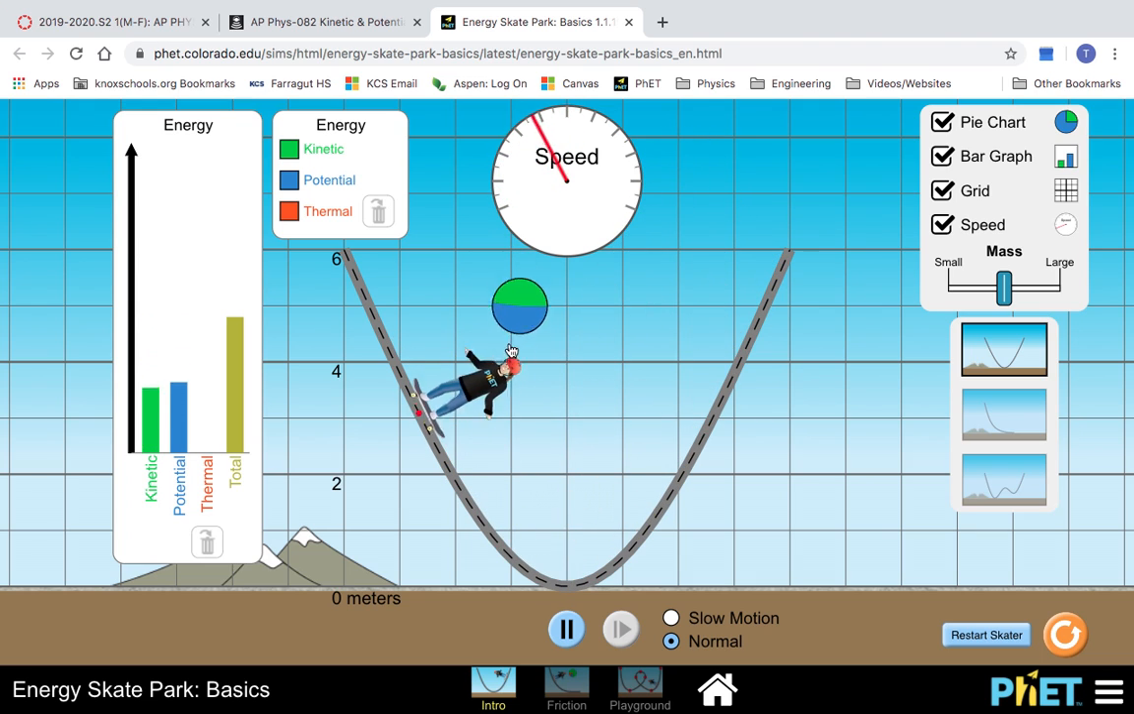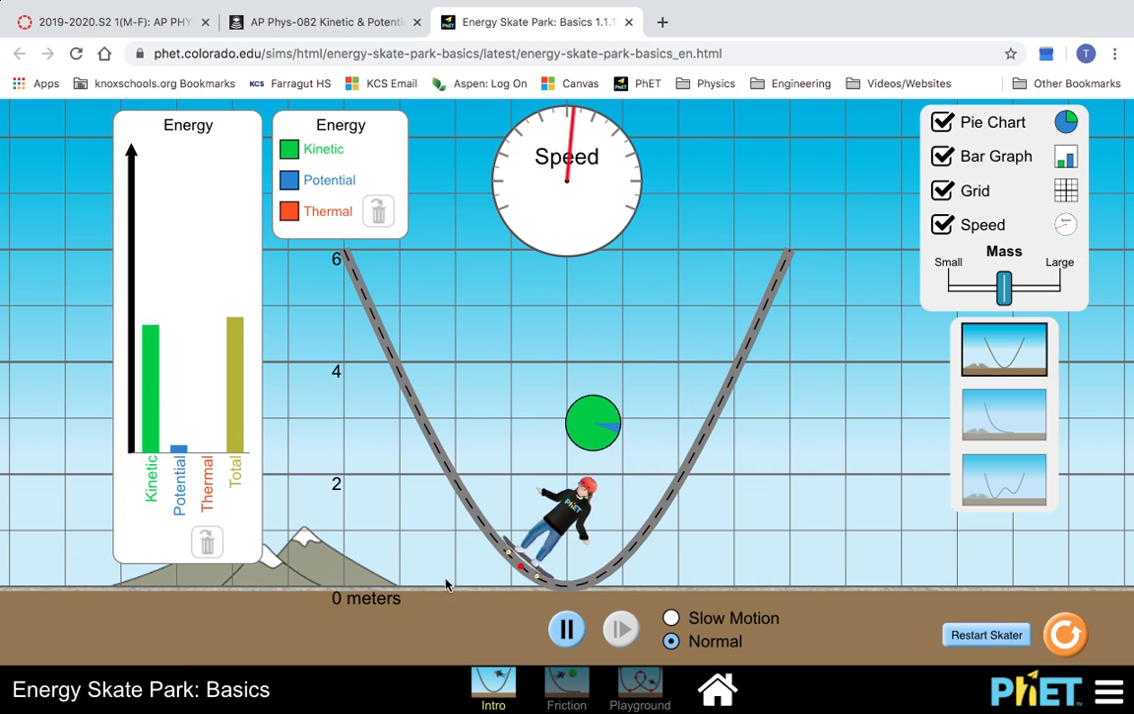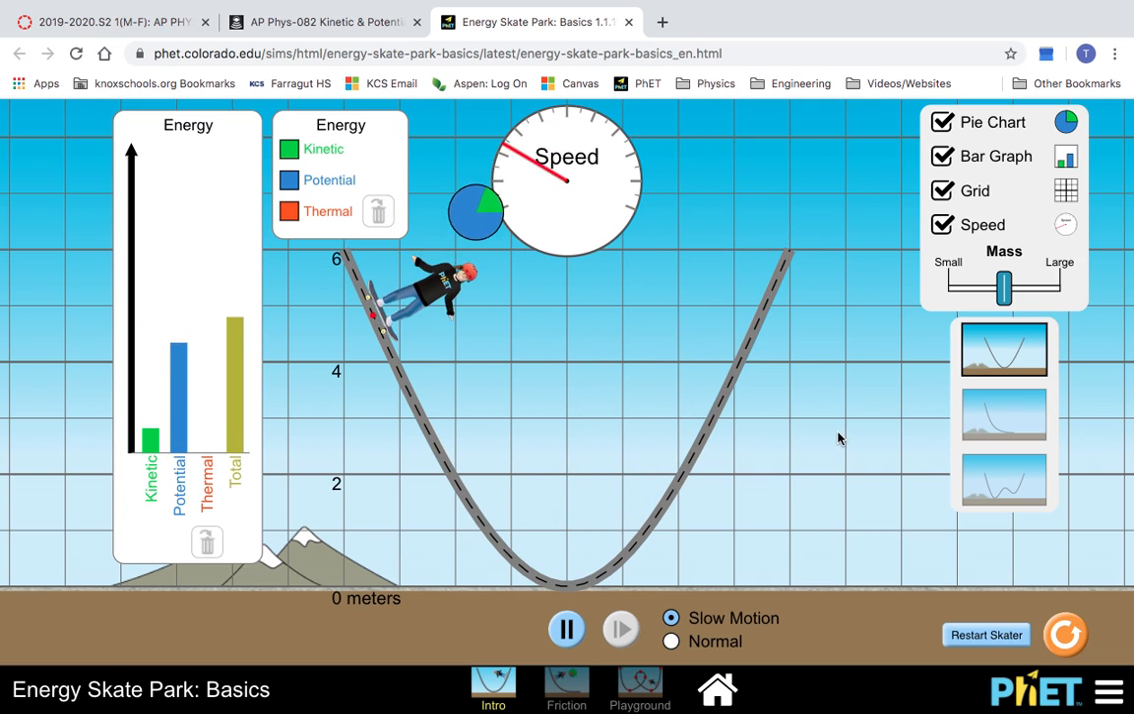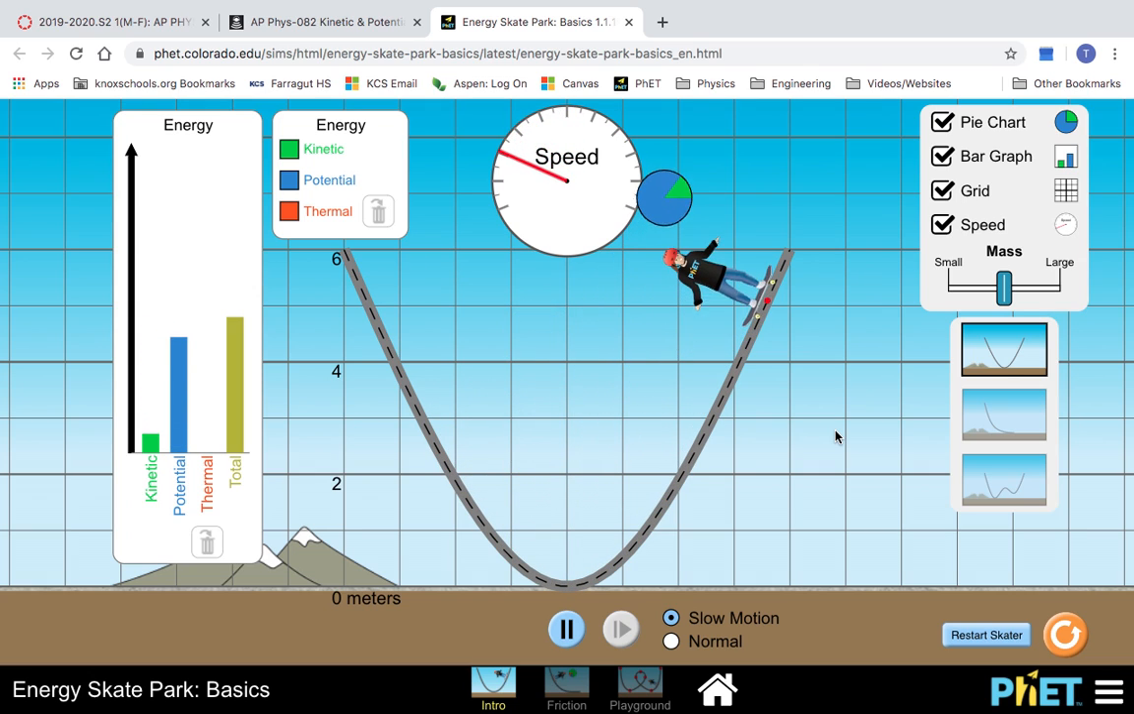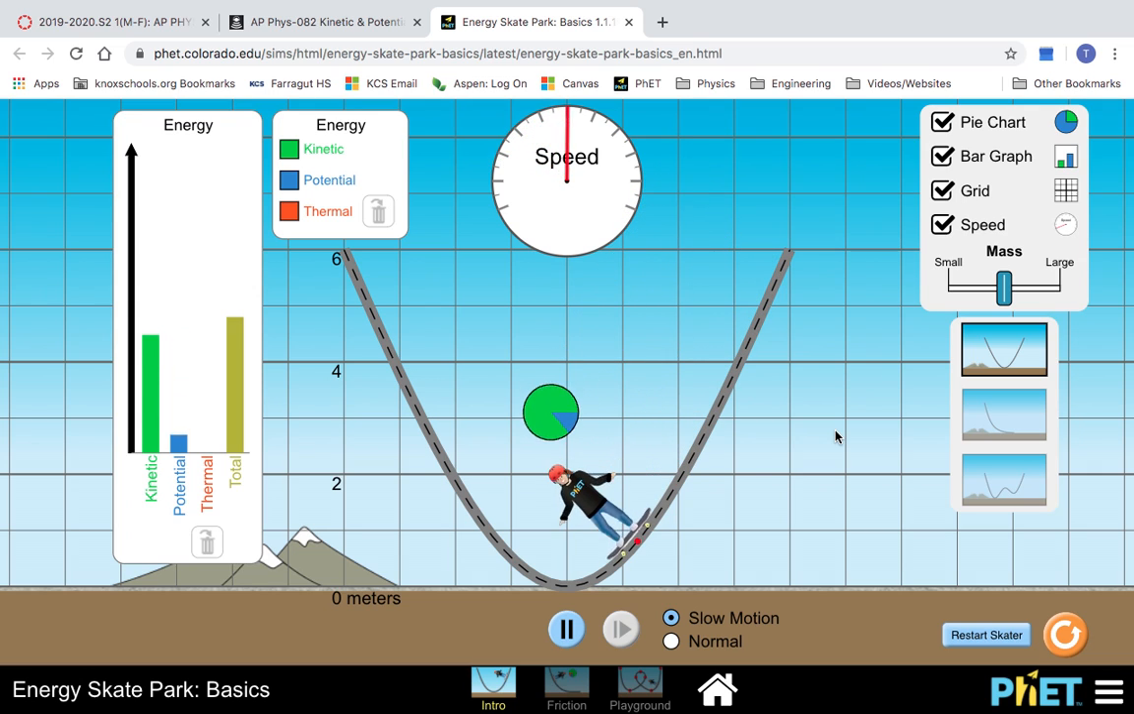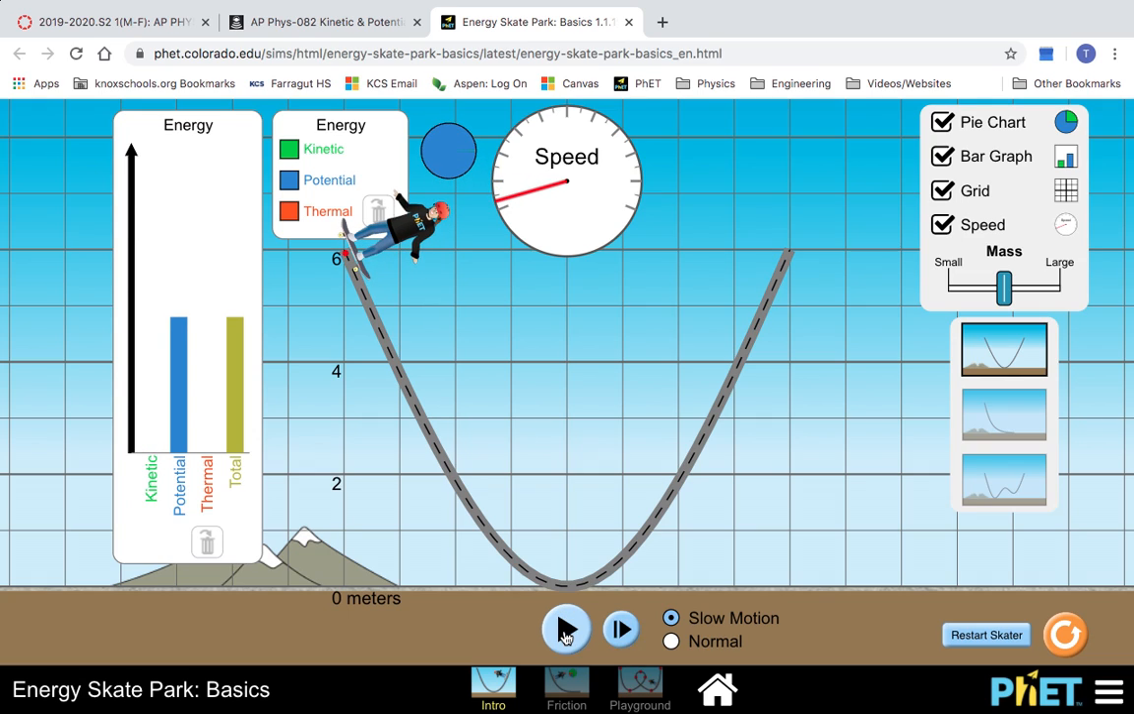And watch the pie graph there, and also the bar graph, and I'll put this in slow motion so you can see a little bit better. As the skater goes down, kinetic maximizes, potential minimizes, but at the top of the ramp, you see potential is maximized, like right here. We have maximum potential, zero kinetic. We have zero kinetic because momentarily the skater's not moving. It's just like throwing a ball up in the air. I've told you that at the very top of the arc, the ball is stationary.